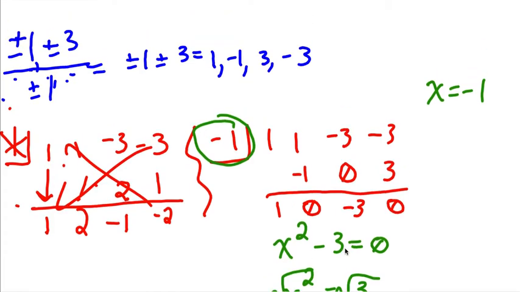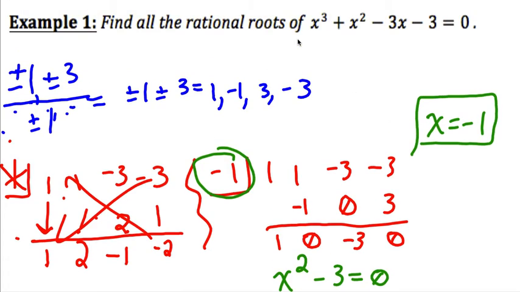So this right here is our only rational root. If you come back up to the directions, it says find all the rational roots. x equals -1 is the only rational root that we got here. So that is the only answer. x equals -1 is the only one that gave us a rational root. So we are finished with that problem.